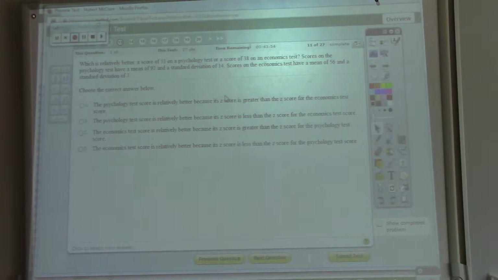All right, this is a good question. Which is relatively better? This is almost like Lyndon B. Johnson. So go ahead and try it. It says, which is relatively better? A score of 53 on a psychology test, or a score of 38, excuse me. Scores on the psychology test have a mean and standard deviation, and so do the economics scores.